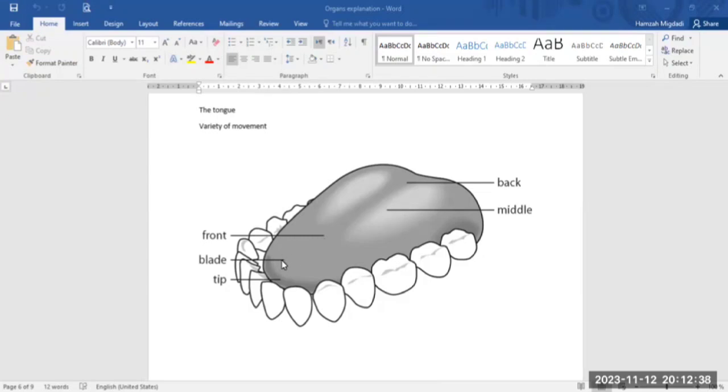This part is called blade, okay? For the sounds, you mean later we'll talk about this one, about the sounds. But I mean now I need you just to know where are the parts.